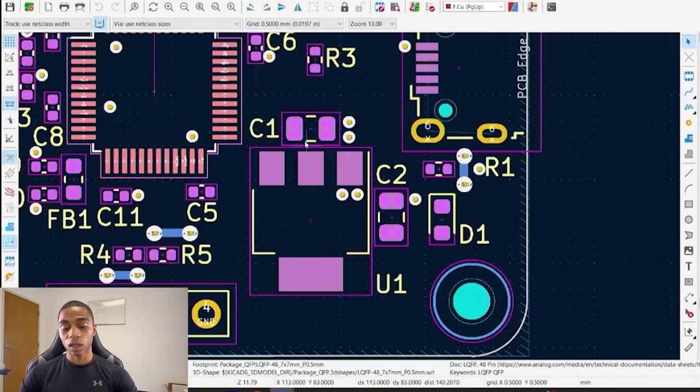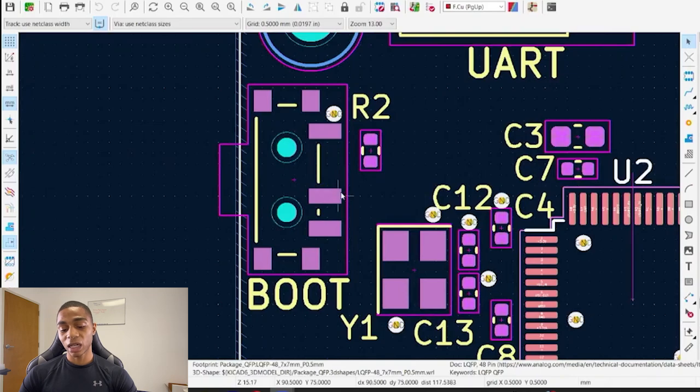Now we also have our load capacitors here, C1 and C2. Same deal as our microcontroller, placed close to our linear regulator. And then we also have our diode, which will let us know when our microcontroller is on and receiving power, as well as our current limiting resistor here, which is R1.